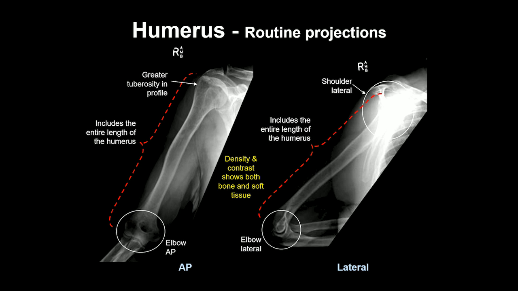For the humerus then, again include the whole length of the humerus. So you want to show the connecting shoulder as well as the elbow joint. And the density and contrast should show both bone and soft tissue as well. On the lateral view, the elbow should be in a lateral position, and on the AP view, the elbow must be in an AP position.